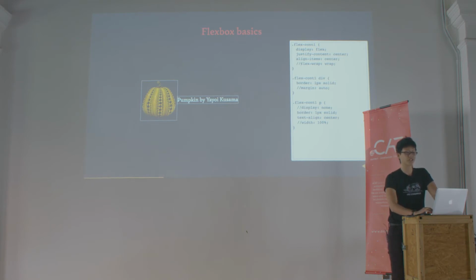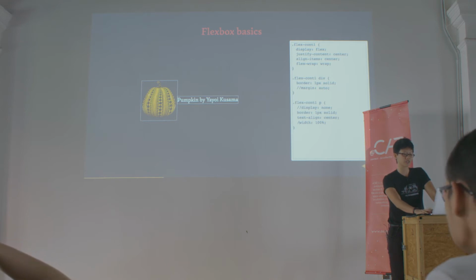Now, by default, Flexbox will line all of its children in a single line without wrapping. So we can change this behavior by setting flex wrap to wrap, which did absolutely nothing, because wrap only kicks in when the length of the children exceeds that of the container. So let's make this 100%.